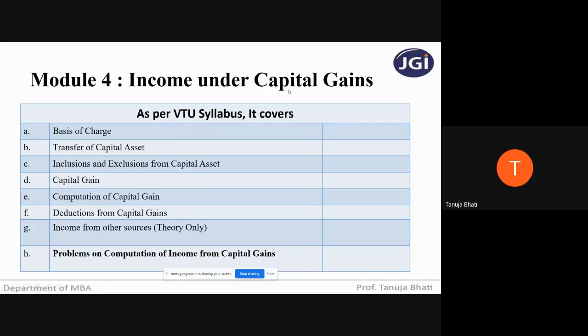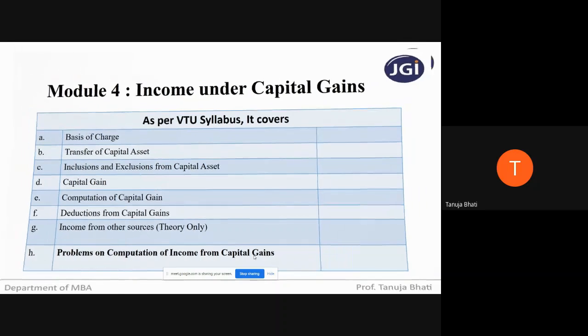Similarly, in module 4, income under the head capital gains and income from other sources is covered, where for this particular head of income you have only theory, no problems. And next, problems on computation of income from capital gains. So this is the complete portion under this particular module that we have to cover.